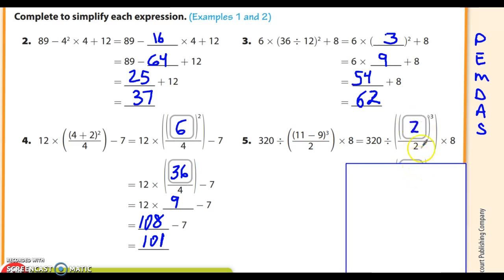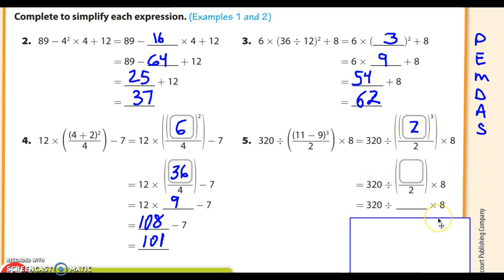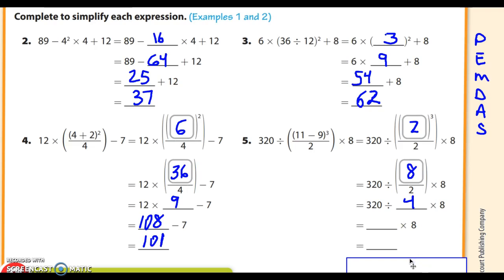And then we've got 2 to the third power. 2 to the third power doesn't mean 2 times 3. It means 2 times 2 times 2. 2 times 2 is 4. Times 2 again is 8. It's going to be 8. Now we've got 8 over 2. That means 8 divided by 2. That's 4. Now we've got 320 divided by 4.